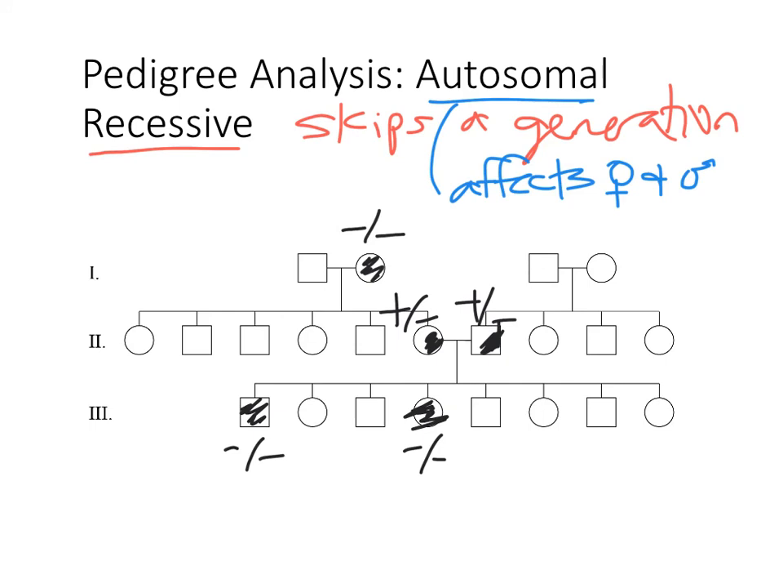So it was present in the first generation, absent in the second generation, then present again in the third generation. We can't see carriers unless we actually get DNA from them and genotype them. But we can infer their presence when there's a disease in one generation and then it skips a generation but shows up again later.